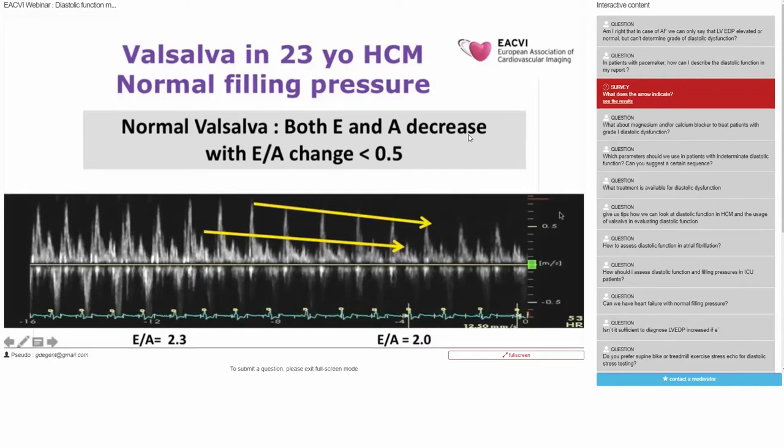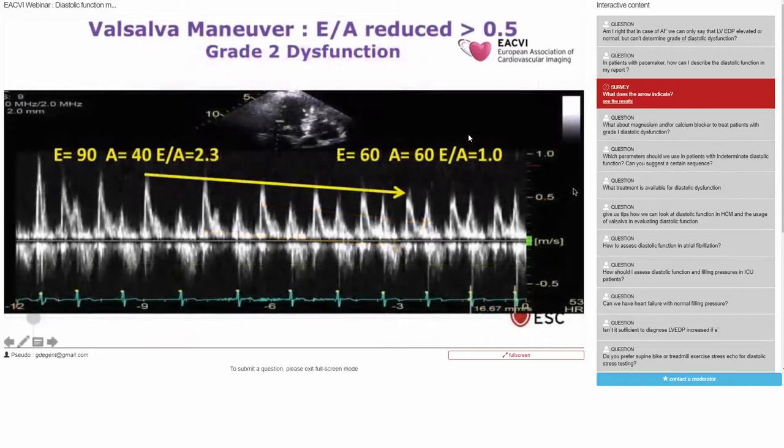So this is an example of an abnormal Valsalva maneuver, where the E velocity goes down, but the A velocity goes up, indicating a significant change in the E over A ratio from 2.3 to 1.0. This is an example of grade 2 diastolic dysfunction.